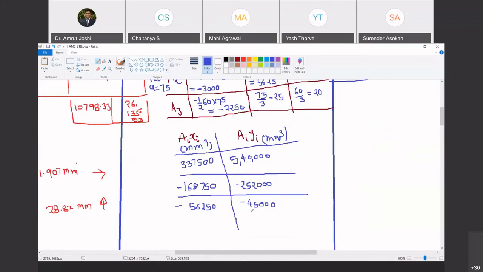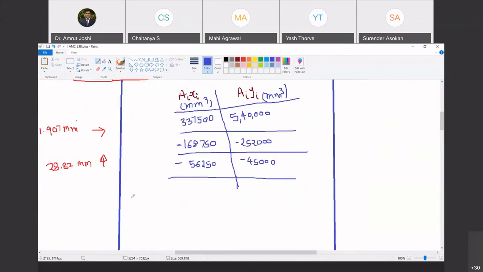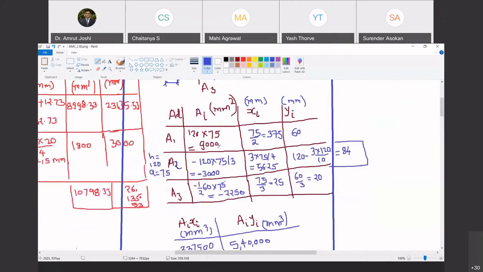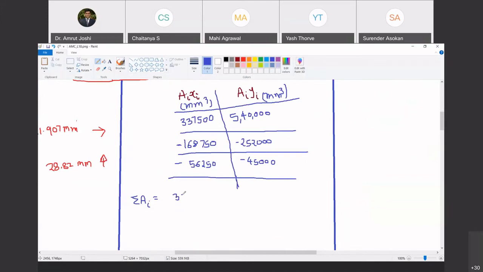Is it correct? ठीक से किया है ना? हाँ ठीक है. चलो. So now let us take summation. What is the value of summation AI? Summation AI is 9000 minus 3000 minus 2250. How much is that? So 3750 mm square. Right?